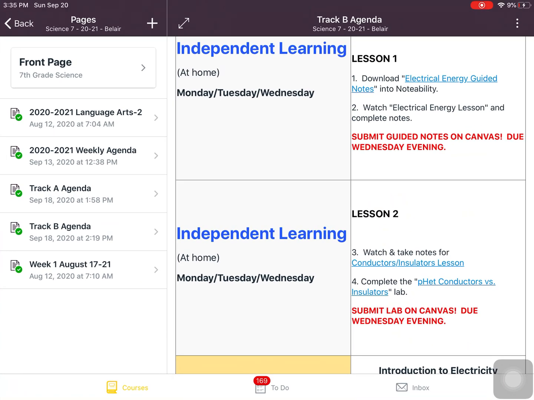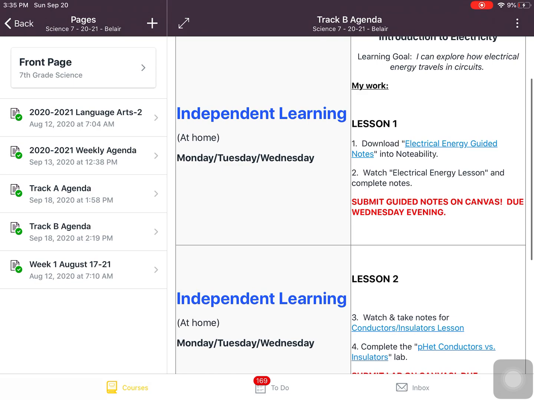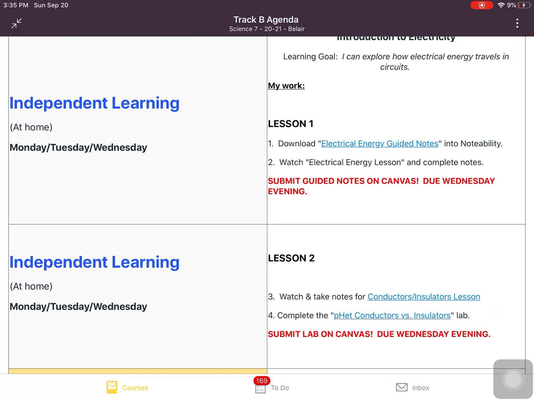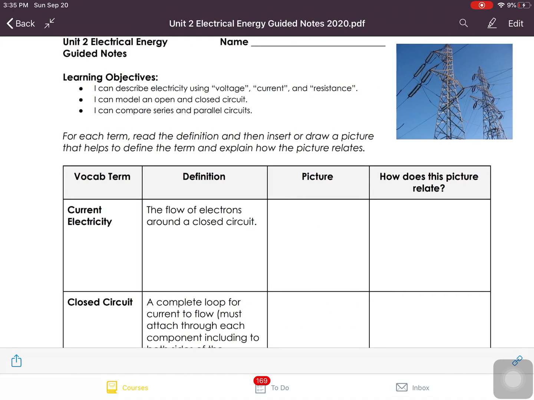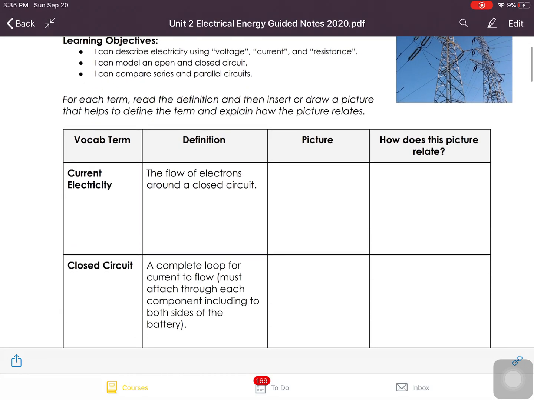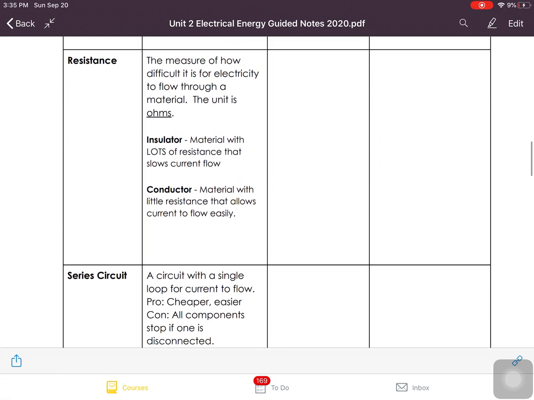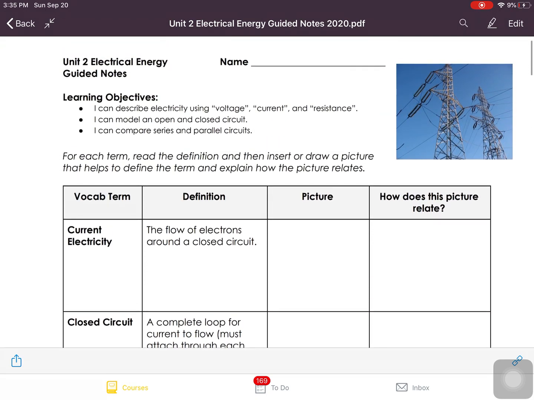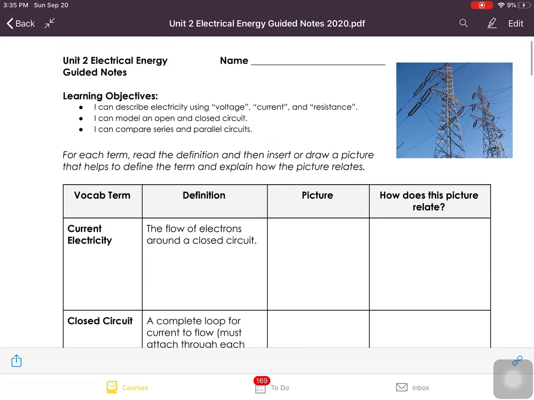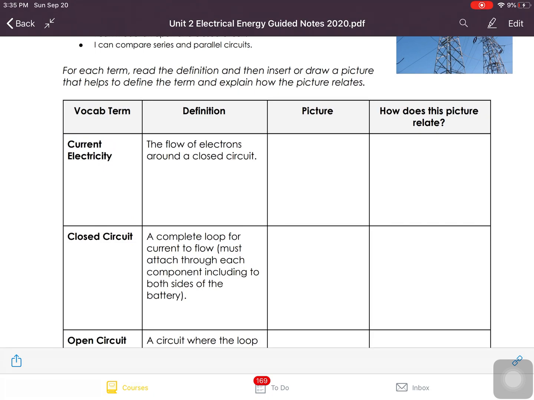What you're also going to be doing is, and let me take you to, I bet you know where, our Canvas page. If you look at your independent learning for the week here on our agenda, you have 2 lessons, Monday, Tuesday, Wednesday. So the part we're working at now is lesson 1. And there are going to be guided notes that go with this lesson that I'm about to teach you. So you can just click on those guided notes. You can download them. And I'm going to be talking about all these vocabulary terms in this lesson. So your guided notes are for you to draw a picture of that term and then tell me, how does that picture relate to the term?